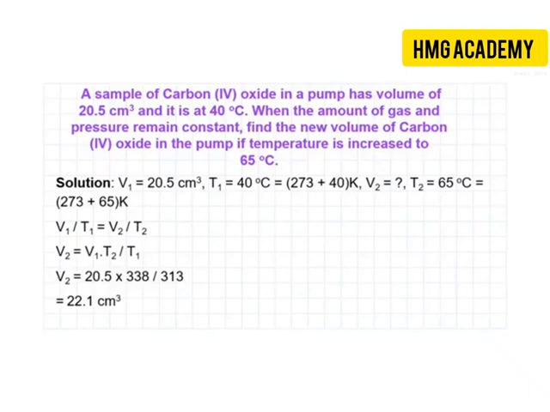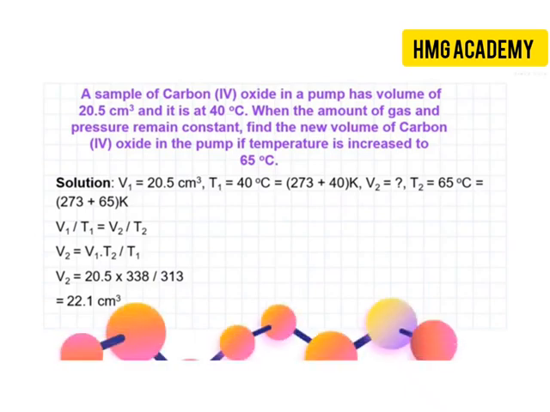The second volume is unknown, that's what we're supposed to calculate, while the second temperature is 65 degrees Celsius, which of course we're going to convert to Kelvin by adding 273 to it. Now, using our formula V1 over T1 equals V2 over T2 and making V2 subject of the formula, then inputting our figures and taking the evaluation, the second volume V2 will be 22.1 cm3.